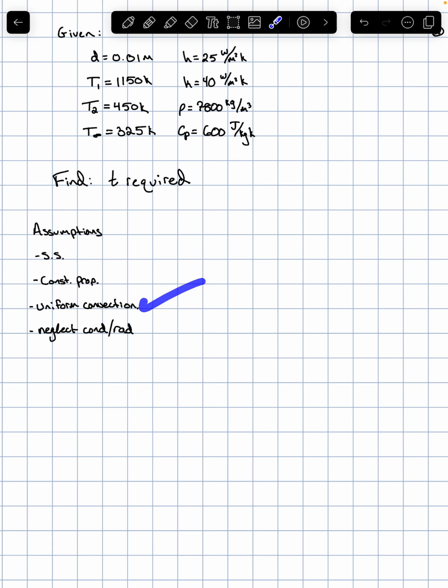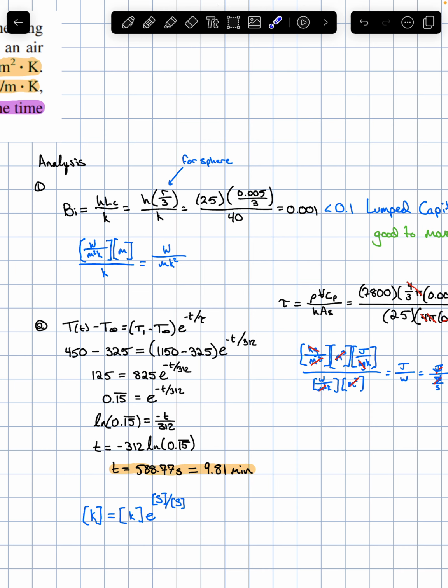All right, to start off, we have our analysis. For any problem relating to lumped capacitance or any of the other ones, the two other ones, hold on, now I'm going to blank. Semi-infinite and first term, we have to start with the Biot number. So the equation for that is the convective coefficient times the characteristic length over K. And for a sphere, like the one we have here, the characteristic length is radius over 3.